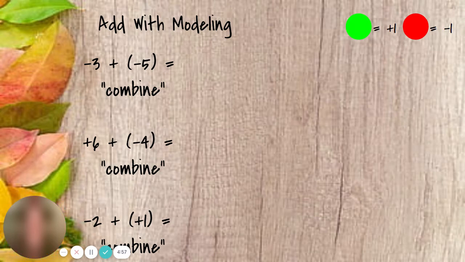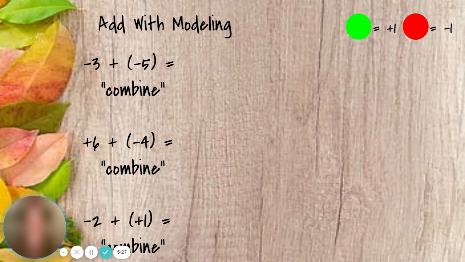Okay, so if you look up in the right-hand corner, I have a green circle and I have a red circle. Whenever you look on a map and you have your key, you can match the key up with whatever you need for your map as long as it stays consistent within that same map. Well, that's how we're going to use these green and red circles. For every green circle I have, that's going to be a +1. And for every red circle I have, that's going to be a -1.